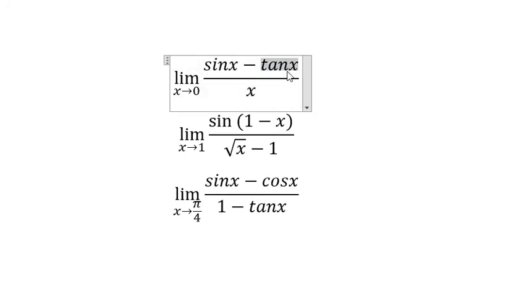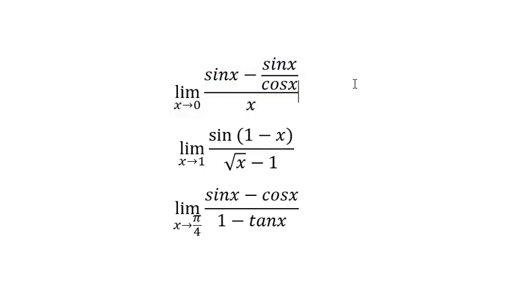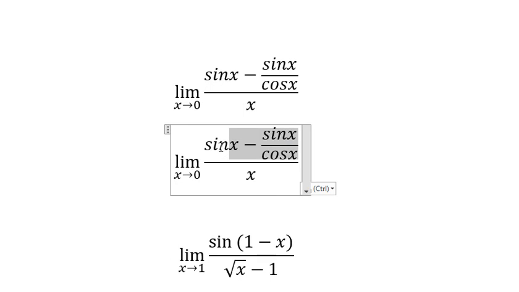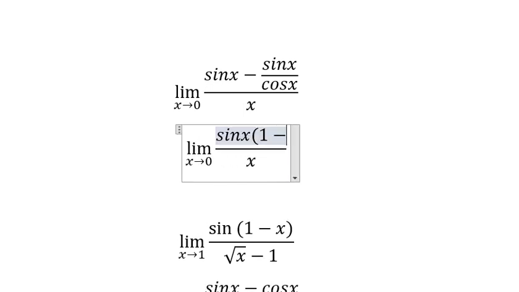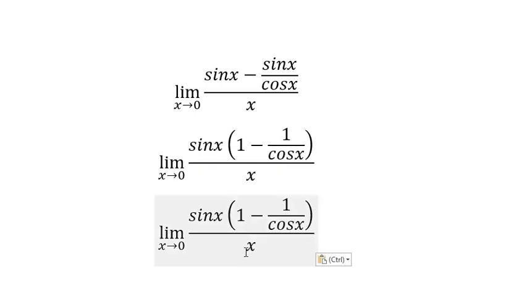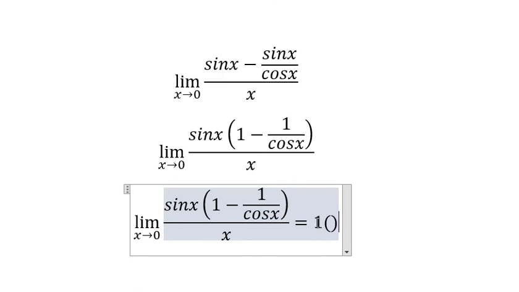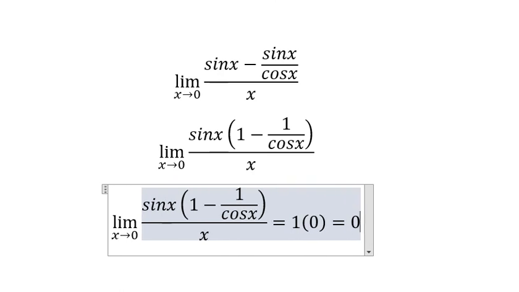Now let's go to the next one. We know that tan x is sin x over cosine x. So sin x, we can do factorization. Now, we know that sin x over x, you get number 1 when x approaches 0. Cosine x, you get number 1. So we have 1 minus 1, you get 0 here. So for this one, we have number 1 multiplied by number 0, and you get 0.